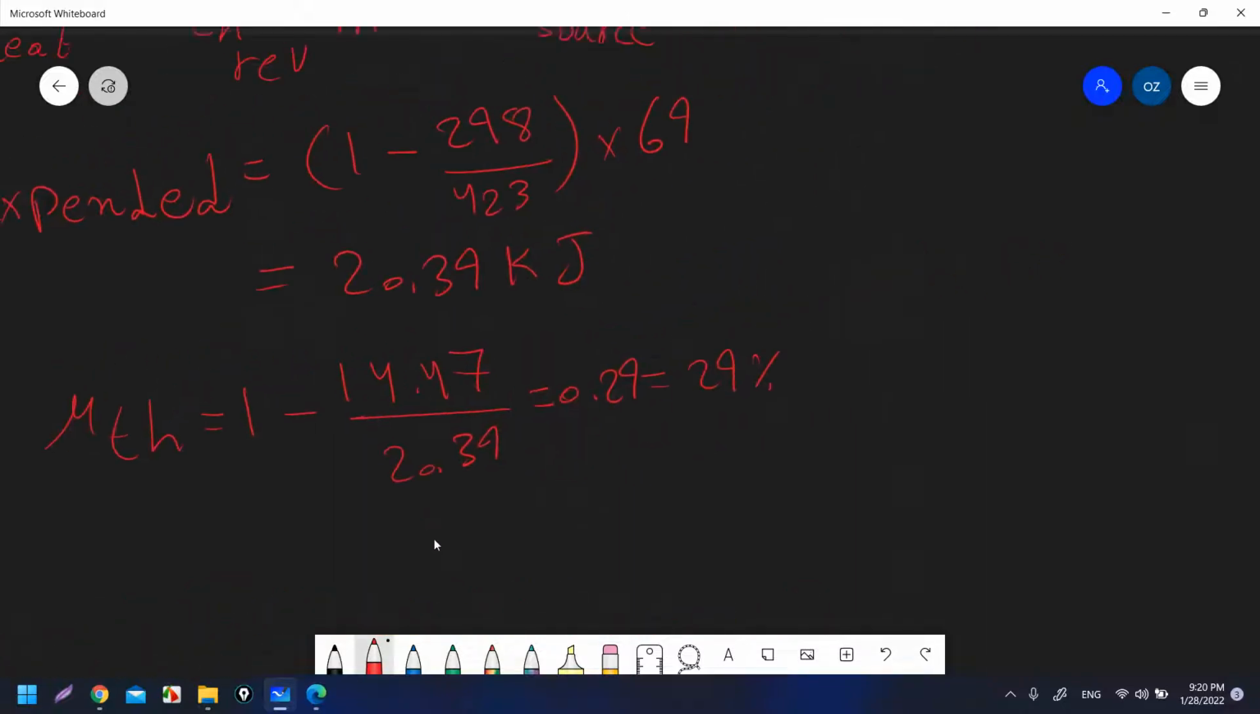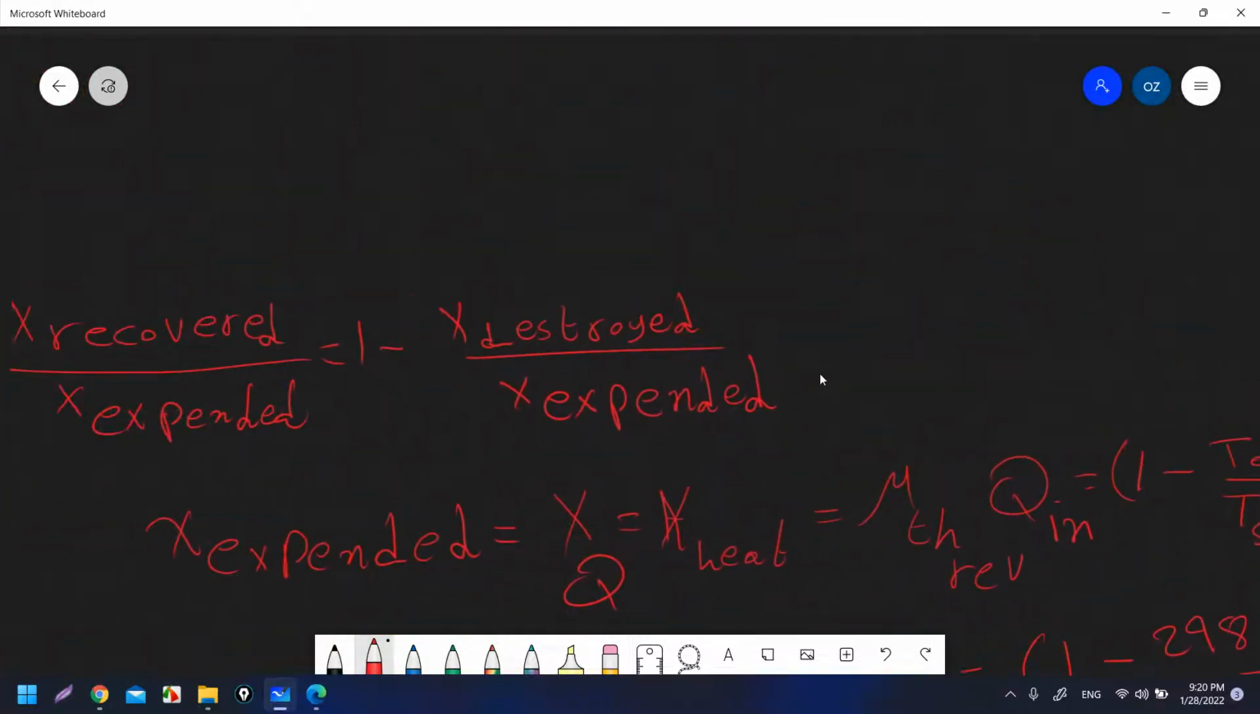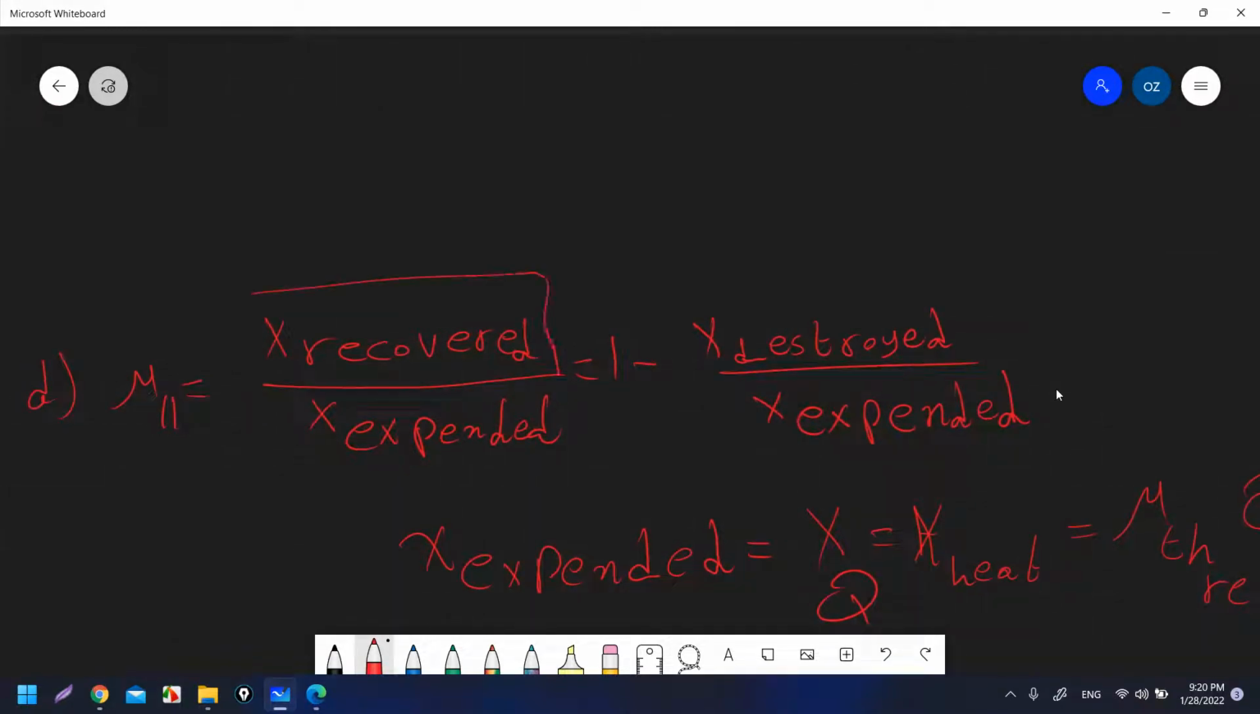We can also find the second law efficiency another way. We can use this equation. We have the exergy expanded, it is the X Q, X heat, but what is the exergy recovered? Exergy recovered is the delta X, the change in exergy from state 1 to 2. It is an increase in potential useful work, so it is a benefit for us. I can recover it, or use it.